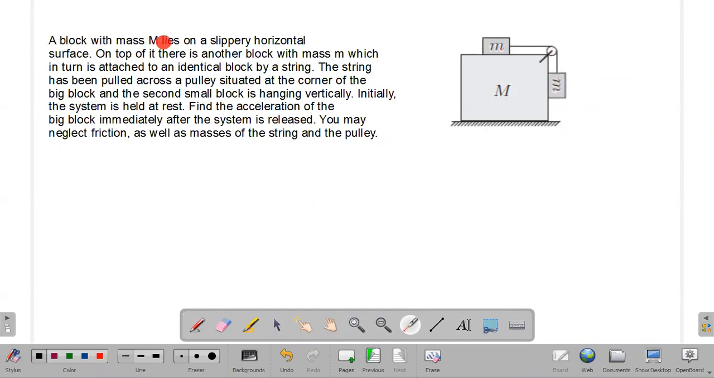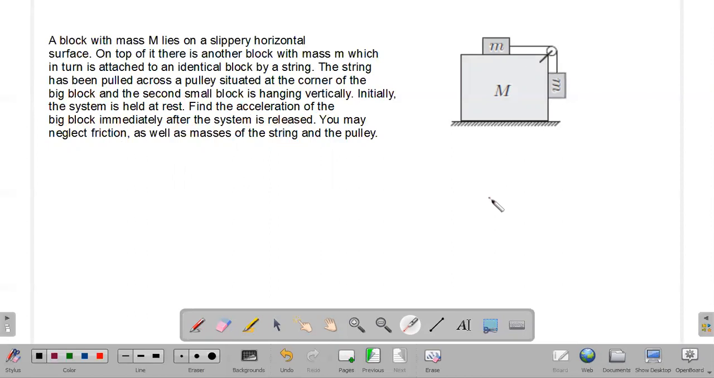A block with mass capital M lies on a slippery surface. On the top there is another block with mass small m which in turn is attached to an identical block by a string. The string has been pulled across a pulley which is situated at the corner of this big block, and the second small block is hanging vertically. Initially the entire system is held at rest, and then we have to find the acceleration of the big block immediately after the system is released. You may neglect the friction force as well as the masses of the string and the pulley.